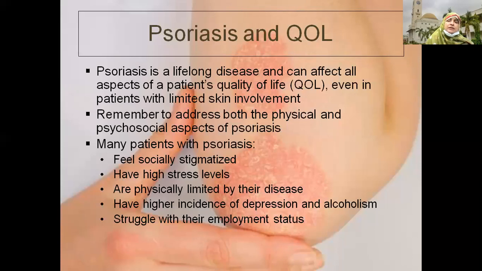Because these patients may feel socially stigmatized, and they usually have high levels of stress. So you have to tell them to avoid stress because it's going to even aggravate the disease. There is a high incidence of depression and alcoholism in these patients. And even at certain places, they may have to struggle with their employment status.